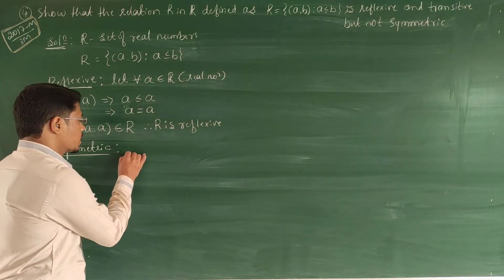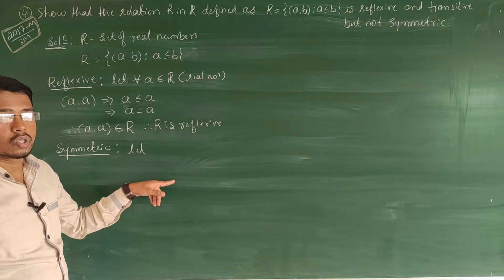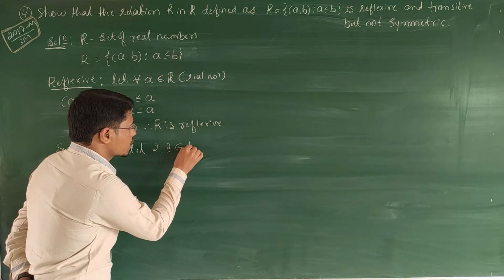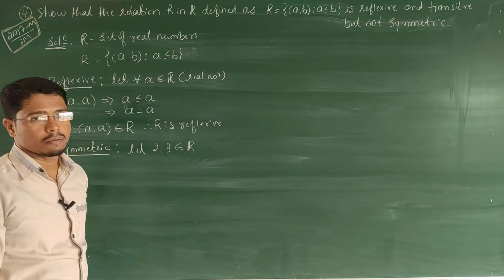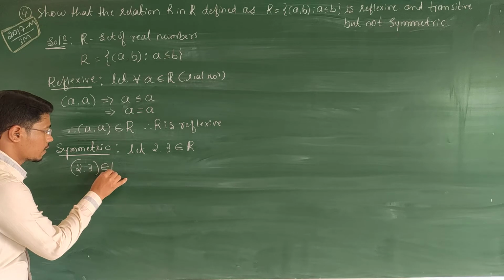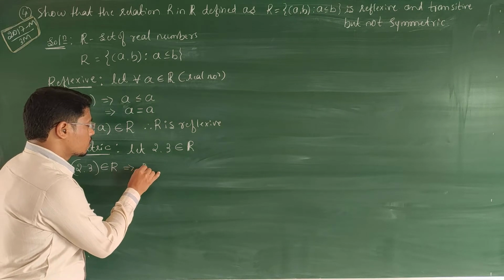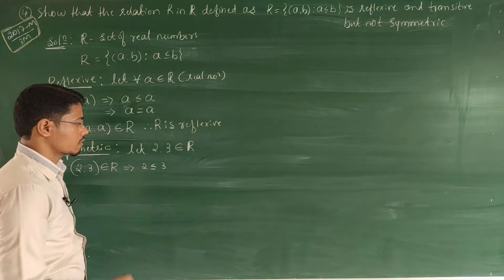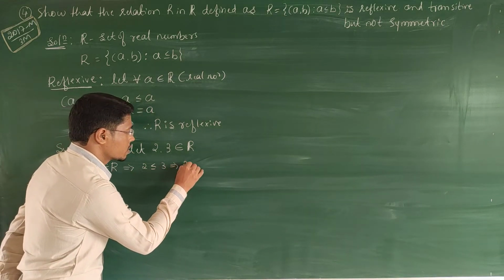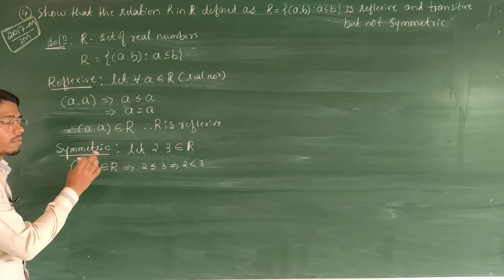Okay, so I will consider two numbers. First we have to consider numbers such that the pair belongs to R, and then we have to check its reverse. Let 2, 3 belong to the set of real numbers. Then (2, 3) belongs to R. Let us see how it belongs to R. (2, 3) belongs to R means 2 is less than or equal to 3. The relation is A is less than or equal to B. 2 is less than or equal to 3. This implies obviously 2 is less than 3. Therefore (2, 3) belongs to R.